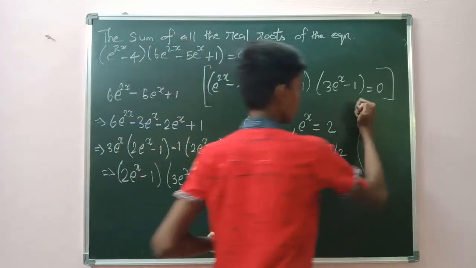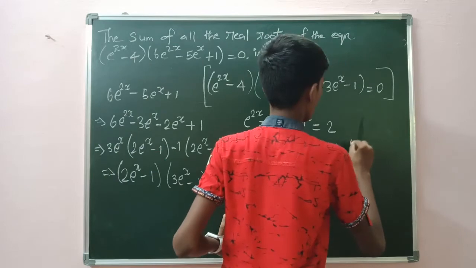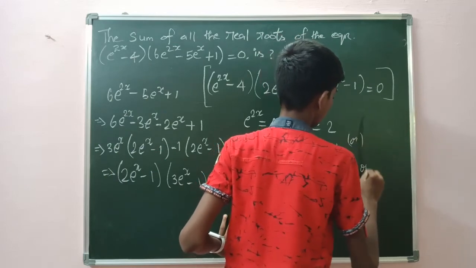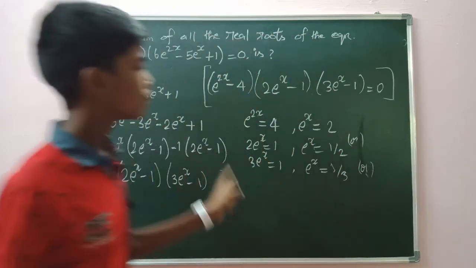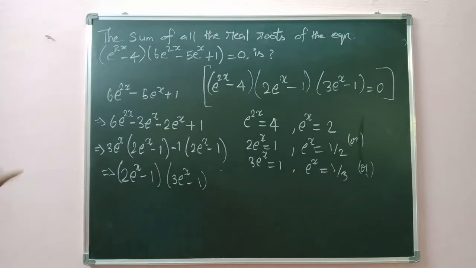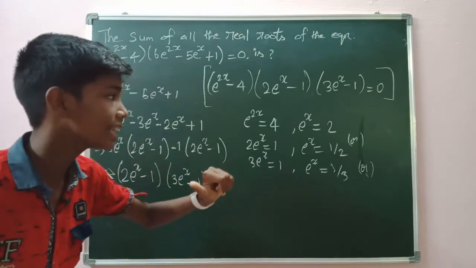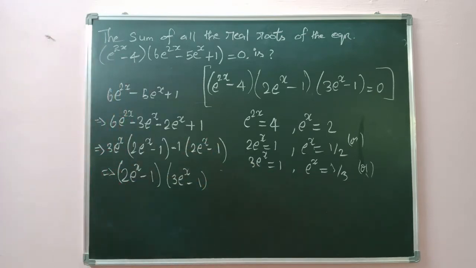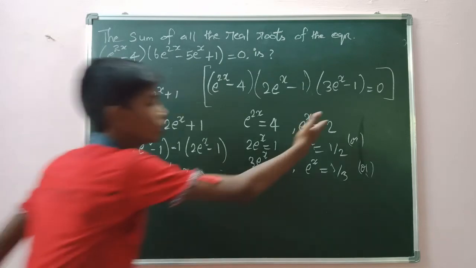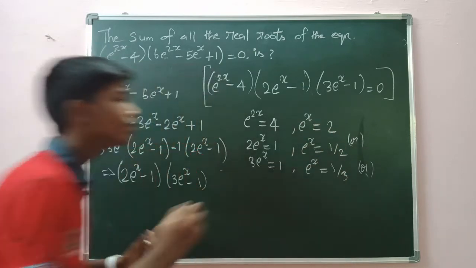So I will write OR guys, OR. So it shows that your e power x can be 2, or your e power x can be 1 by 2, or your e power x can be 1 by 3. That is what it shows. But in the question, they are asking sum of all the real roots of the equation. The roots will be the value of x, not e power x. Don't think like that. Now I know, as they ask sum of all the real roots, you will add 2, 1 by 2, 1 by 3 and you will directly say the answer.